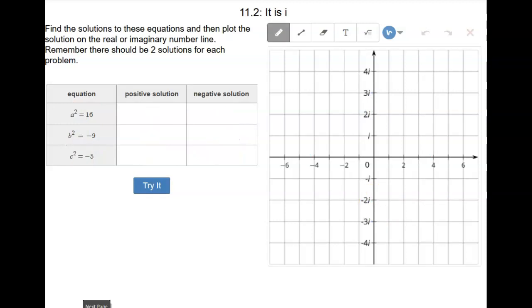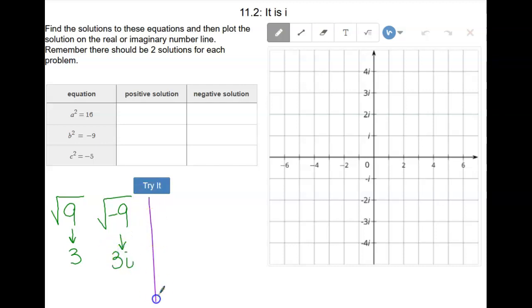All right, so again, the big thing with i is if you have the square root of 9, we know that that solution is 3. If we have the square root of negative 9, that's going to be 3i. If we have the square root of 25, that is 5. If we have the square root of negative 25, that would be 5i. Okay? So these are the big things about i that you need to know.